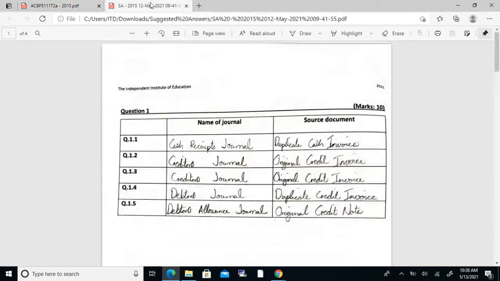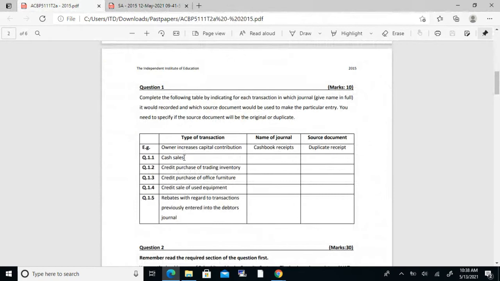So first things first. Owner increases capital contribution. Okay, that's an example. Cash receipts journal. We know that it's a journal we use whenever we're receiving money. Then the source document is obviously your duplicate receipt. And then in question 1, we have cash sales.